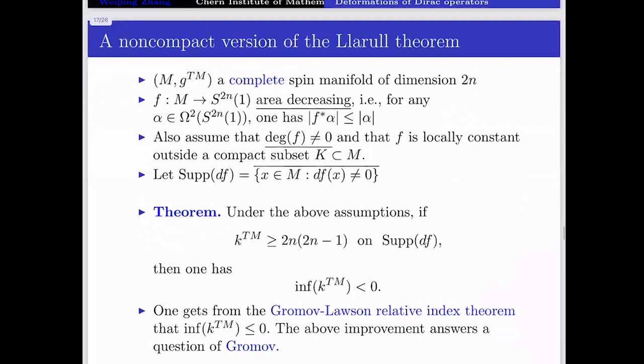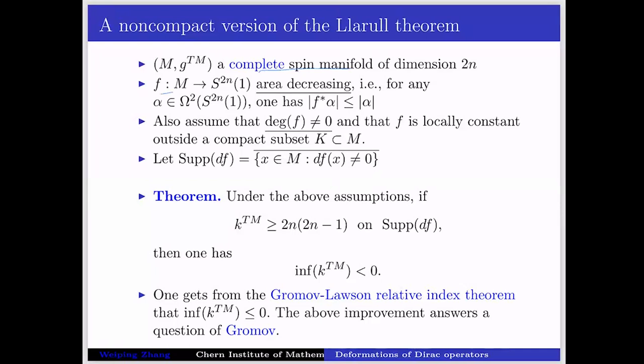So you take a complete spin manifold. Then you take an area decreasing map to the sphere of the same dimension. Area decreasing means that for any two-form on the sphere, this formula holds. Then you also assume the degree is non-zero, and F is locally constant near infinity. And then you also denote the support, such that the differential of F is not zero. Take the closure.